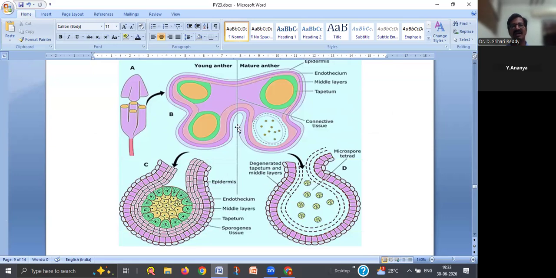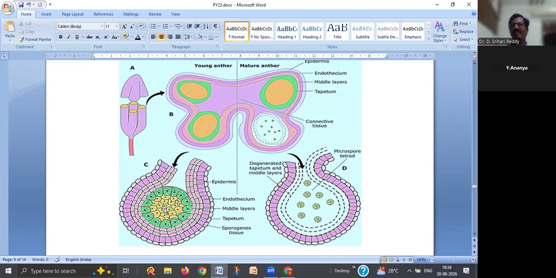Here in the cross section of the anther, we see it is a dithecous condition. In each lobe there are two microsporangia. The outer wall is called the epidermis. Next is the endothecium, next the middle layers, next the tapetum. Inside we see the microsporangium with the microspore mother cells. After meiosis they form the microspores, which is called microsporogenesis.